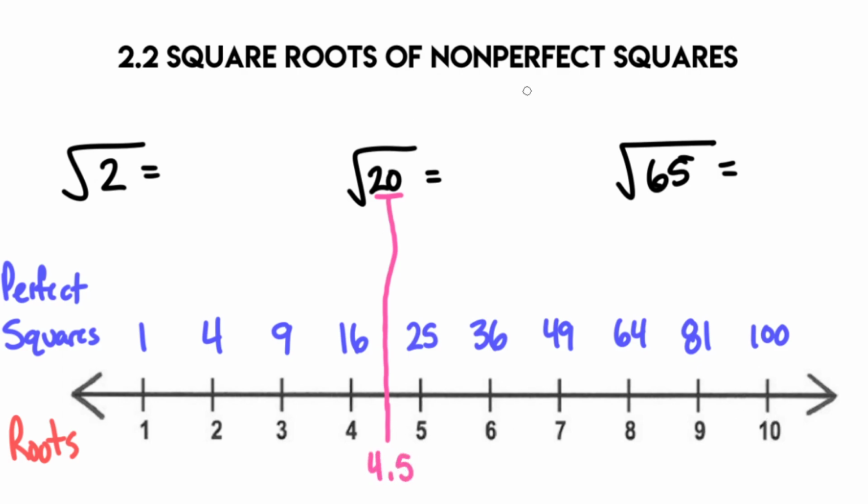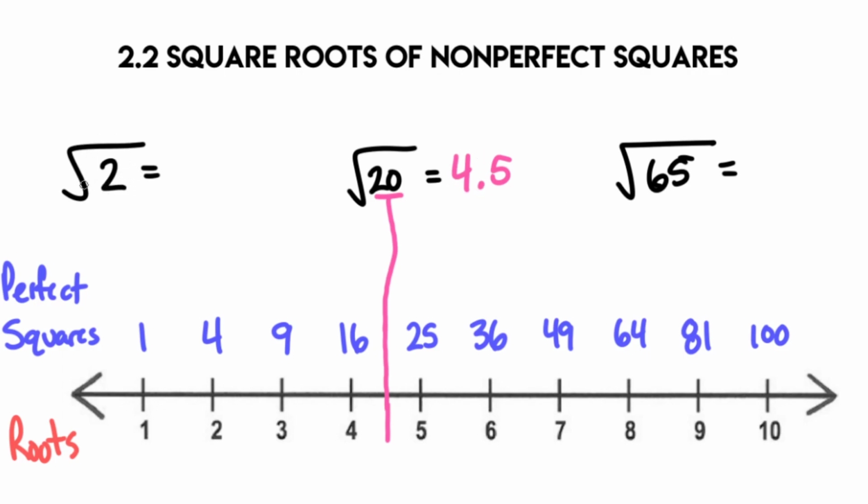Notice this is a non-perfect square, so we are going to get a rough decimal answer here. 20 lands in between these two, which means we're going to have roughly 4.5. So the square root of 20 is about 4.5, we're estimating.